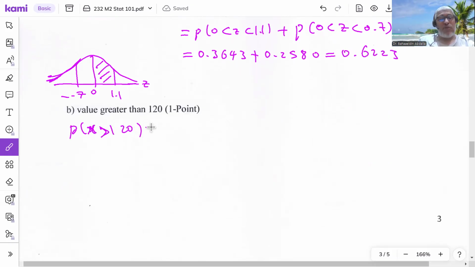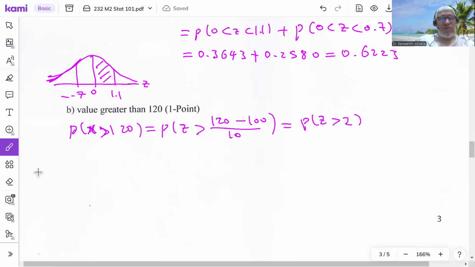What is the probability that x is greater than 100? Similarly, you change it to z by subtracting mu, x minus mu over sigma. So this is 20 over 10, which is 2. So what is the probability that z is greater than 2?